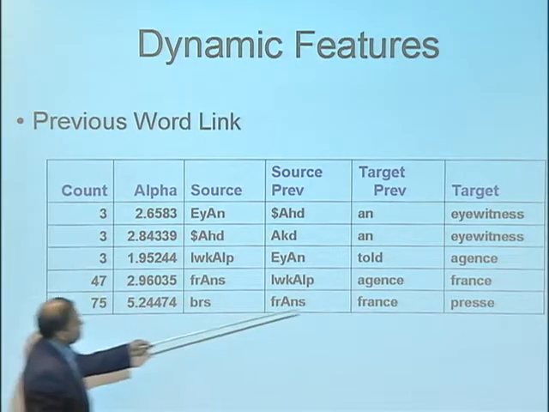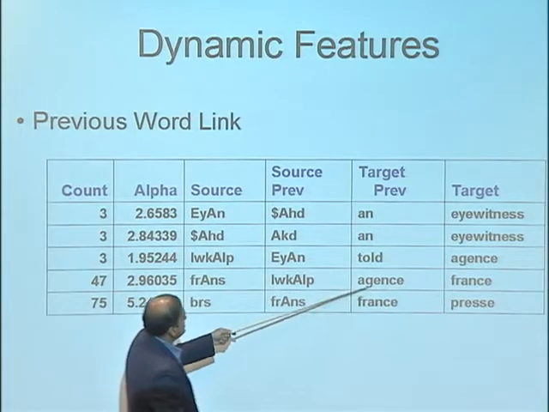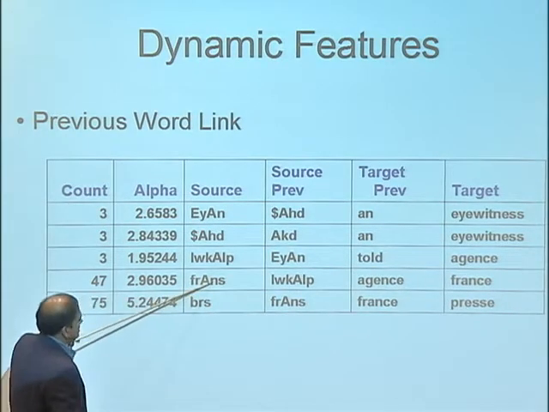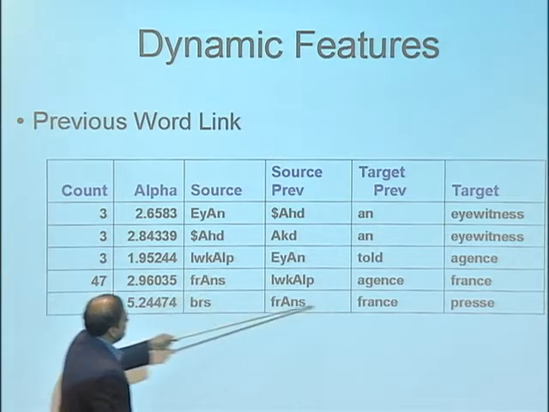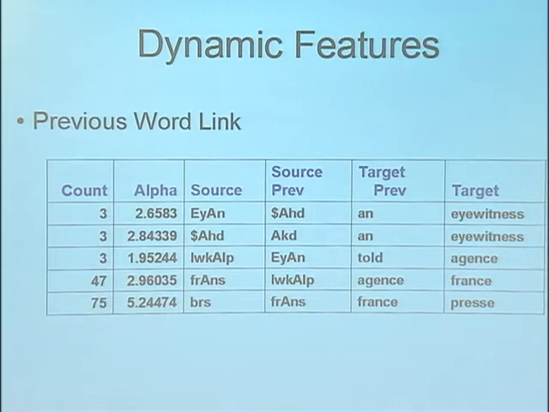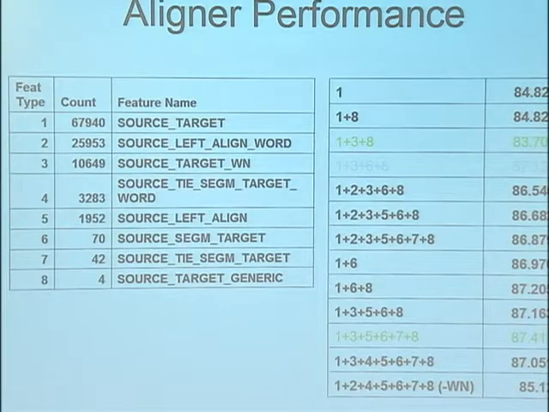You can see, for example, agency France press. So this seems to be agency, and then France will align to France. And when France aligns to France, press seems to align to this word. By linking these together, it learns longer context.